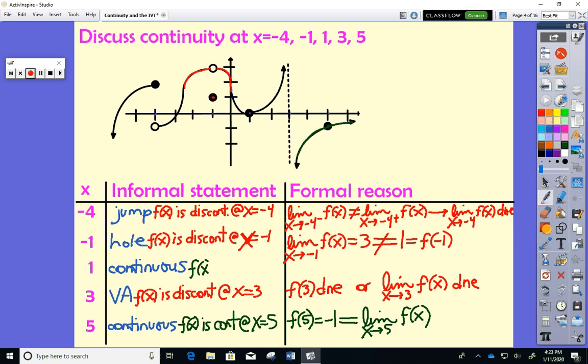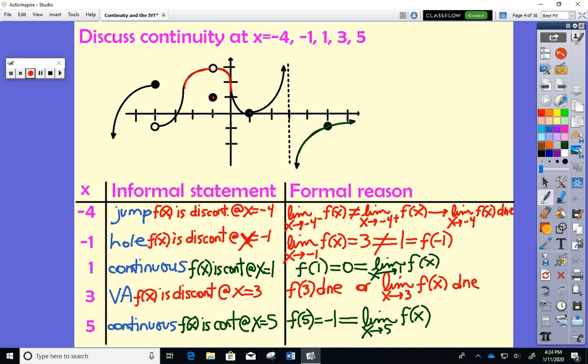So I could say right quick the same thing about 1 now that I know the structure. f of x is continuous at x equals 1 because f of 1, when I look at it, looks like it's 0, and that's equal to the limit as x goes to 1 of f of x. So it always has to come back to your formal definitions.